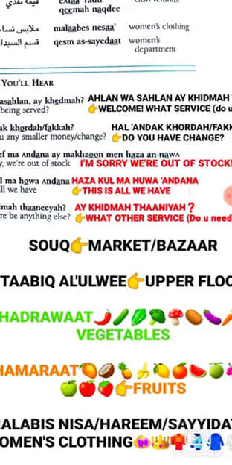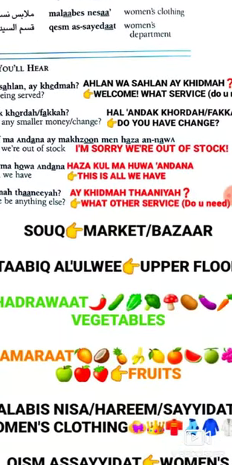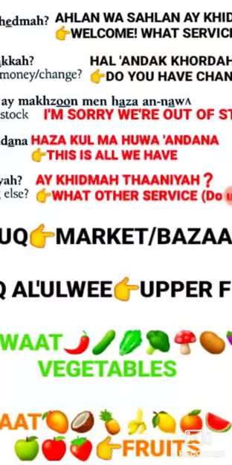Next one. هذا كل ما هو عندنا. This is all we have. We don't have more pieces. We don't have more stock of this. We have only final 2 pieces left, for example. Then we say, this is all we have. هذا كل ما هو عندنا.